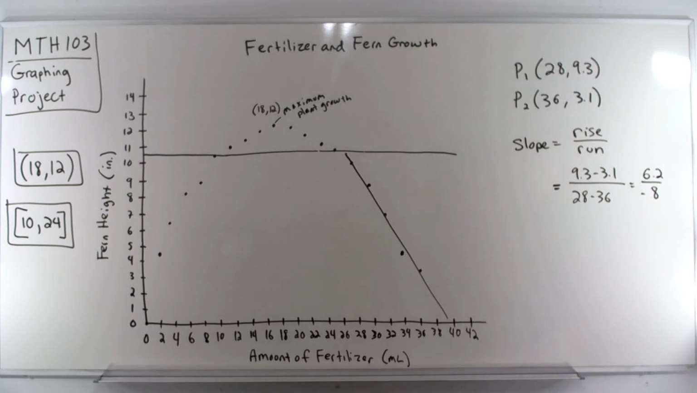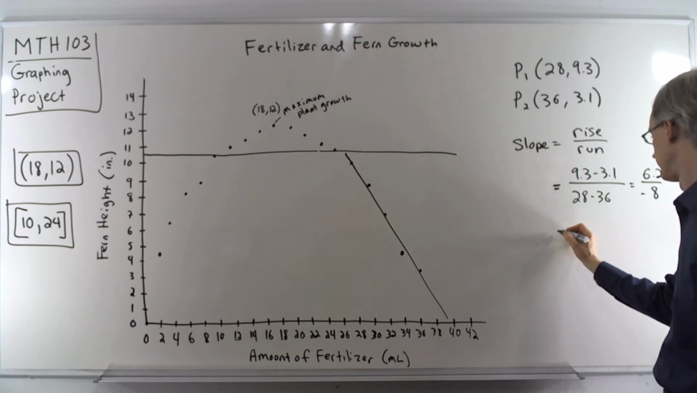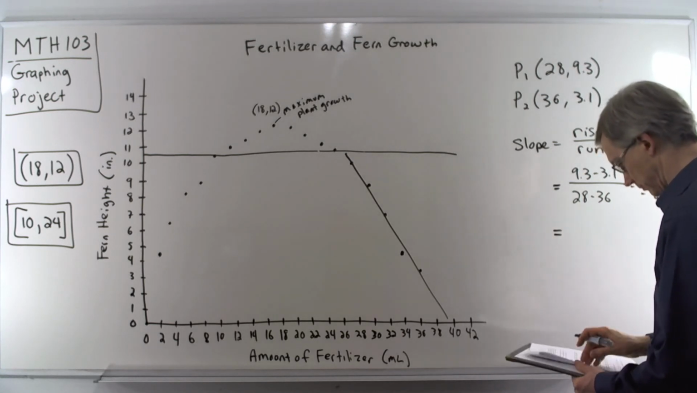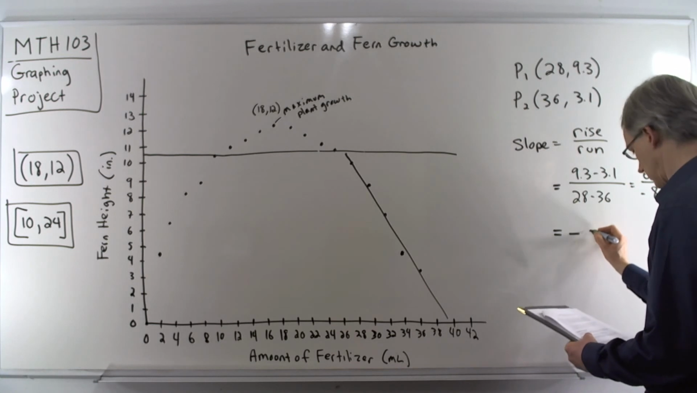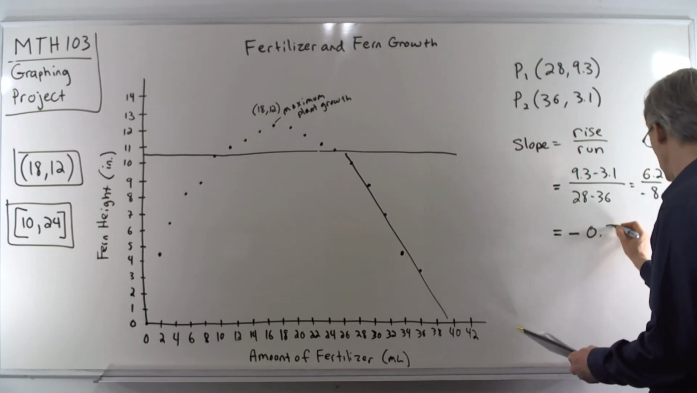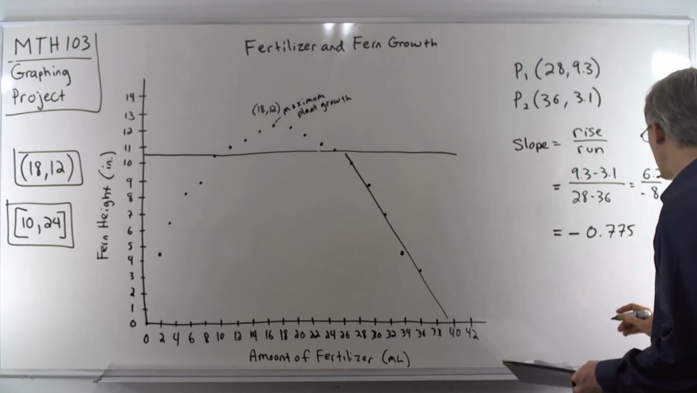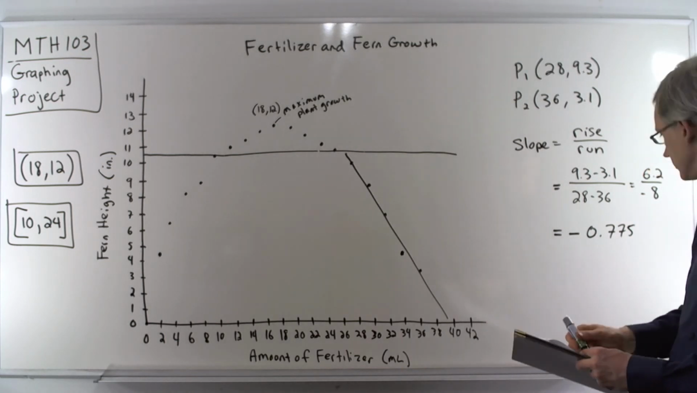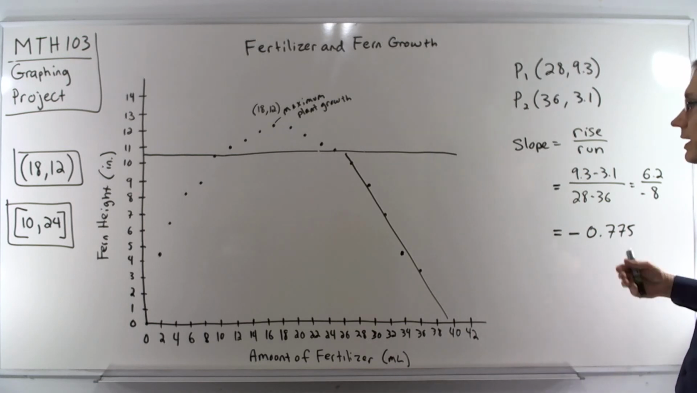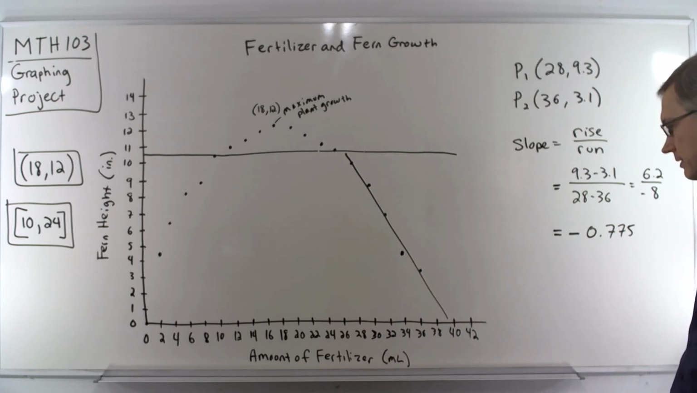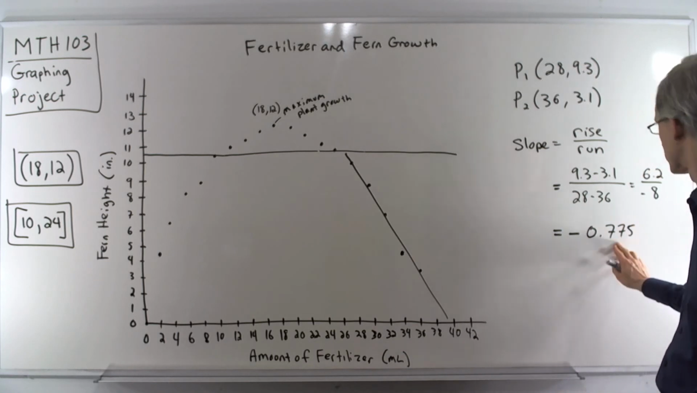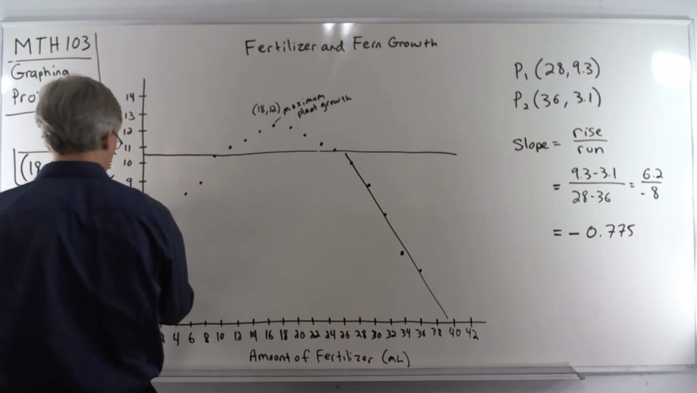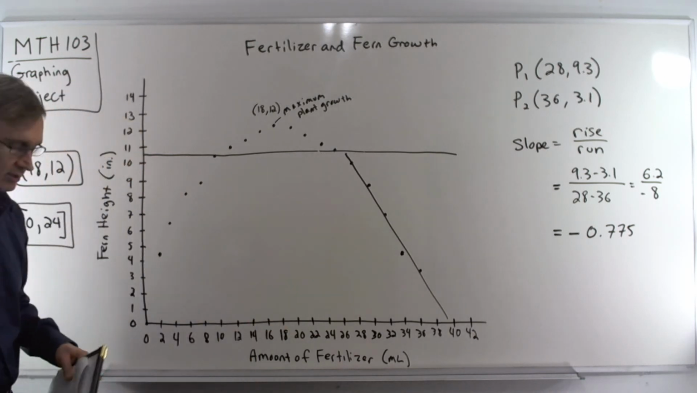So we get 6.2 divided by negative 8. And when we divide that out, we get negative 0.775. All right, so we got some number. What does that mean? All right, now we're going to write the meaning of the slope in the context of this problem. Talking about fern height and the amount of fertilizer.